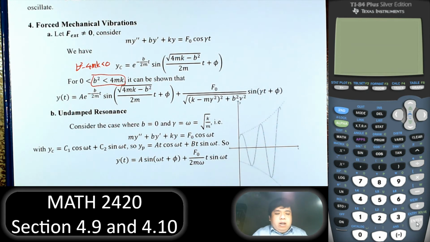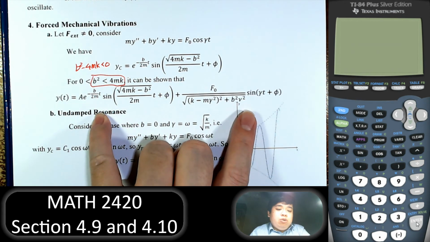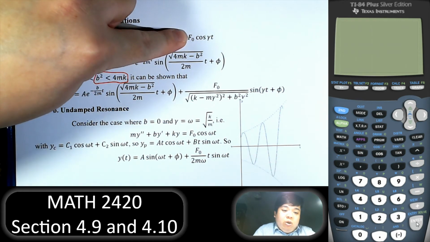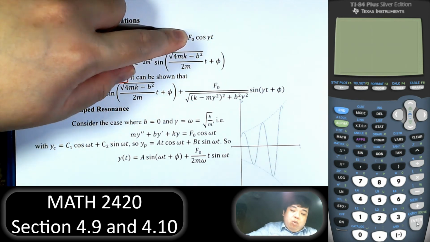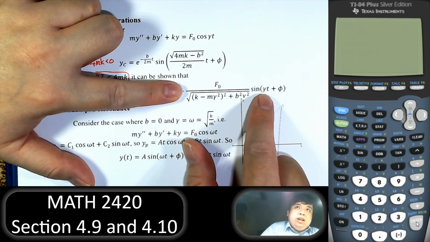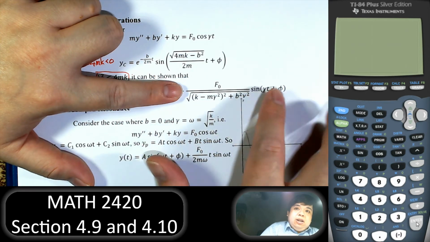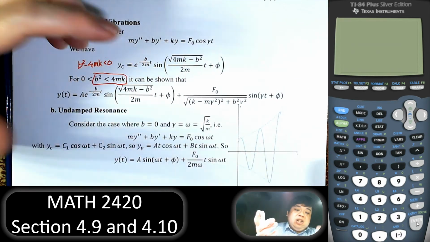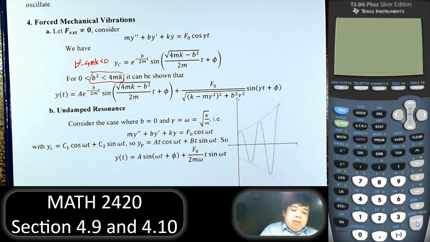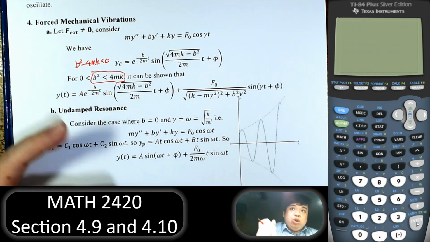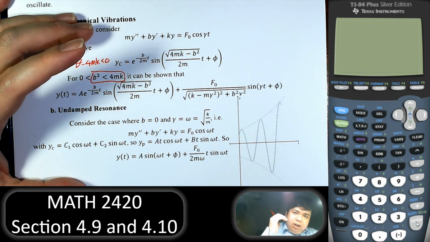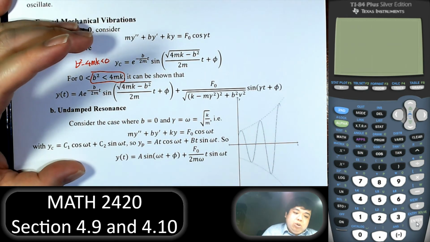So the special thing about this type of solution, because we have the external force here, the input function, is that in addition to the solution here, this is the complementary solution, we have a particular solution as well. Not only do we have the complementary solution, we have the particular solution too.